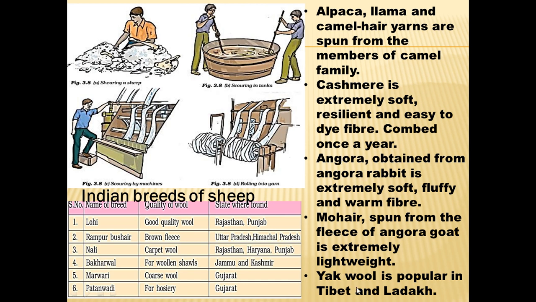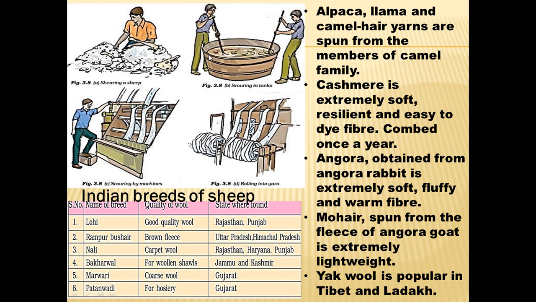Once again, you can see how the shearing of this fiber is being done, how the scouring of wool is done, how the rolling of yarn is done, and how the scouring is done by machine. Scouring by hand, scouring by machines. This is how we see a brief story of hair to wool. Hope the concept is clear.